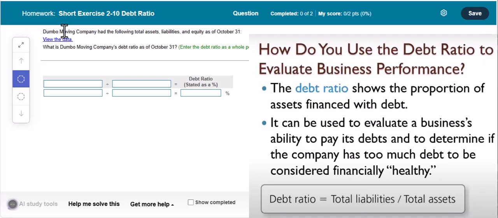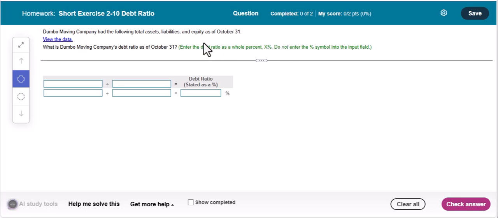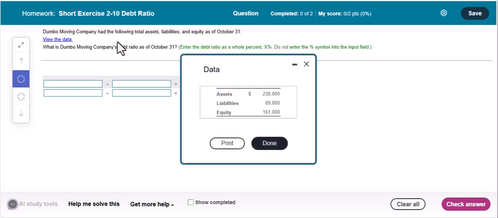Specifically, the debt ratio shows a portion or percentage of assets that are financed with debt. So we want as little debt as possible. So it'd be best if there was a zero, but that's not realistic. So the formula is total liabilities divided by total assets. So here is the data all nice and summarized up for us in a table.